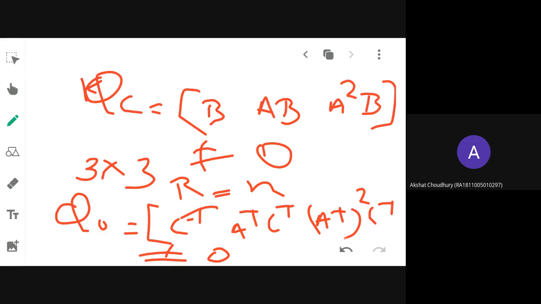Two batches will be conducted. First batch, first 23 or 24, whoever is in the bus, your timing will be 2 to 3:30. The remaining people get the next 1.5 hours. Accordingly, you join in Google Meet.